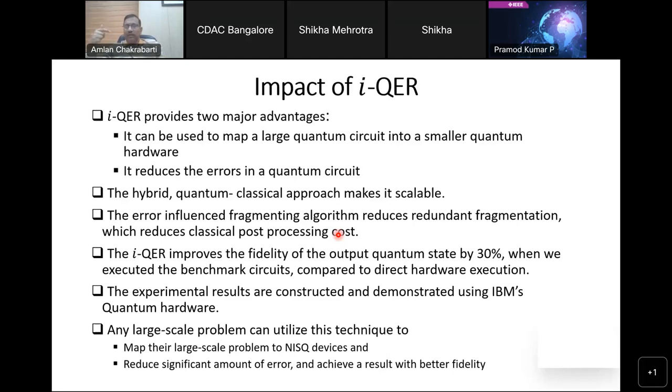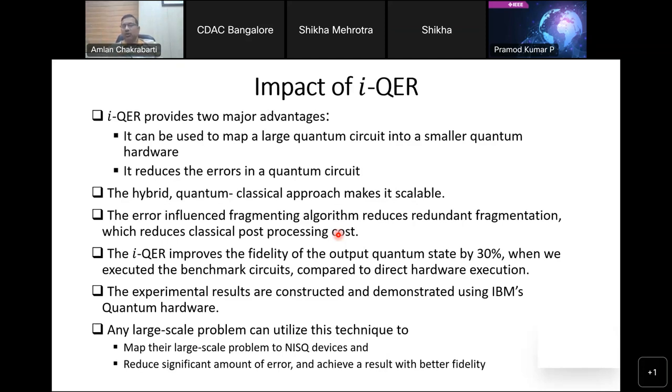I'm very hopeful that this can be tested again at the CDAC end, and we will try to see how this can be plugged in as a module in the present open source libraries of quantum systems.